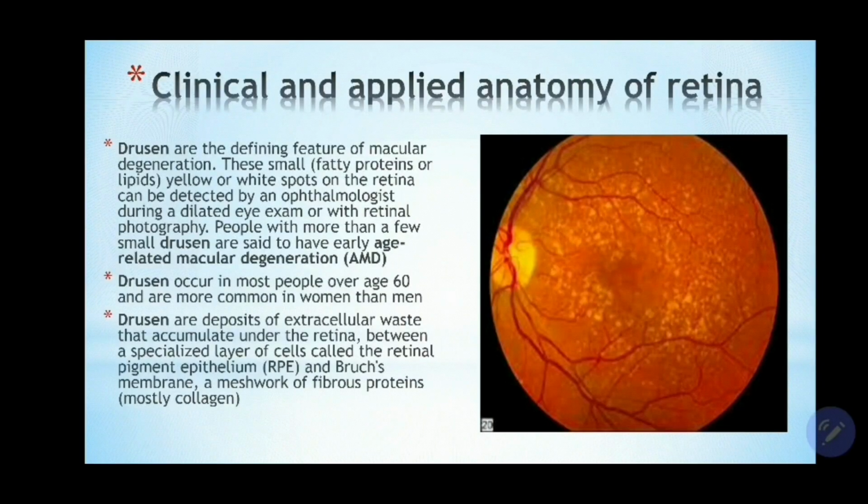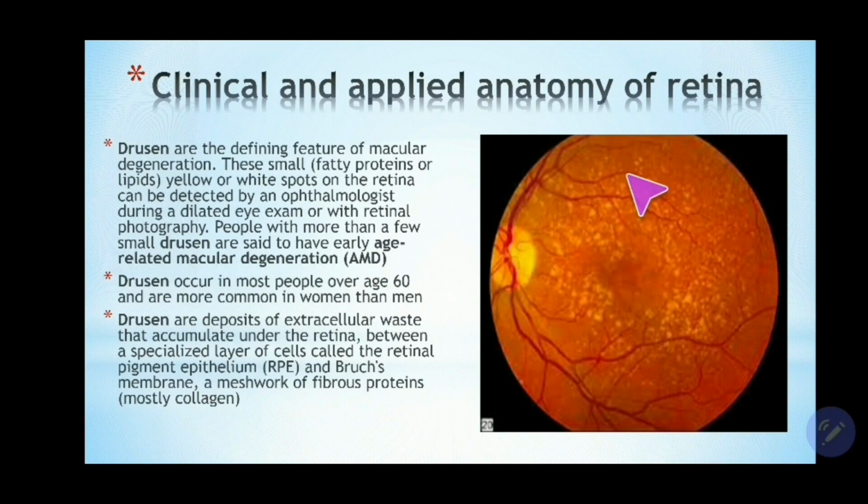Now about clinical and applied anatomy of the retina. I know there are books written on this. There are lots and lots of things which can be taught to you, but that will be a part of the ophthalmology curriculum. My point is to tell you only a few important points, and I've collected only these. In between my lecture, I have been telling lots of important points which will help you understand the clinical anatomy of the eyeball. Here is just one important point, that is about the drusen.